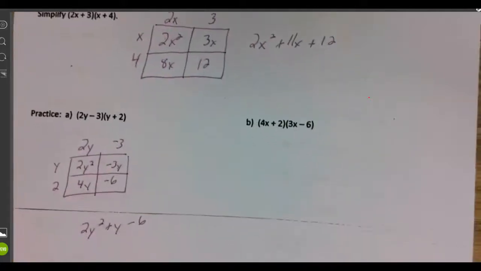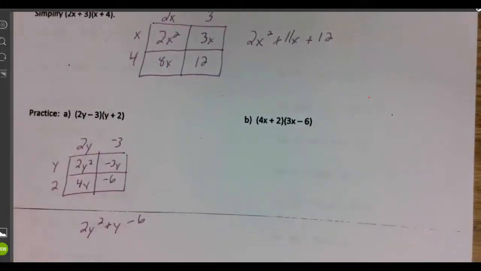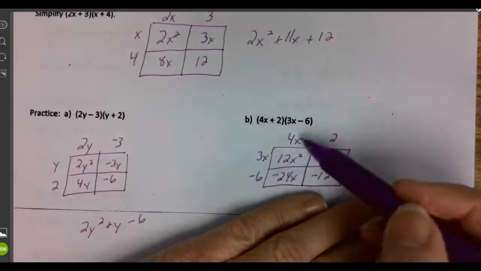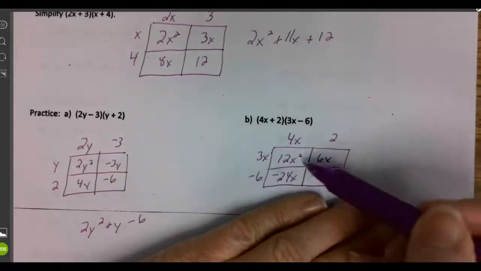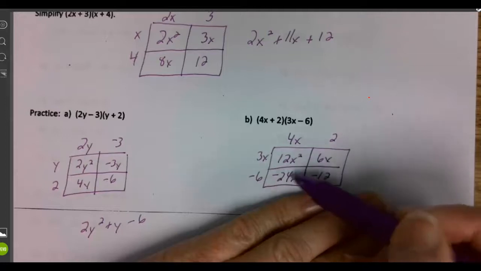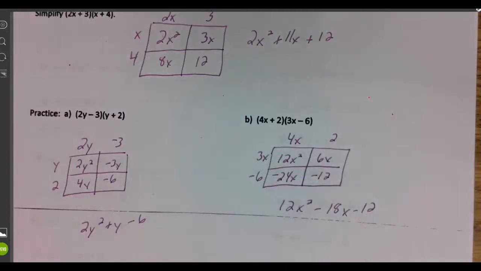Try this last one on your own, okay? I'm going to pause. You're going to try that one. So this is what your box would look like. 4x and 2, 3x and negative 6. Then you multiply, combine like terms, and you get 12x squared minus 18x minus 12. Okay, so that's the box method.